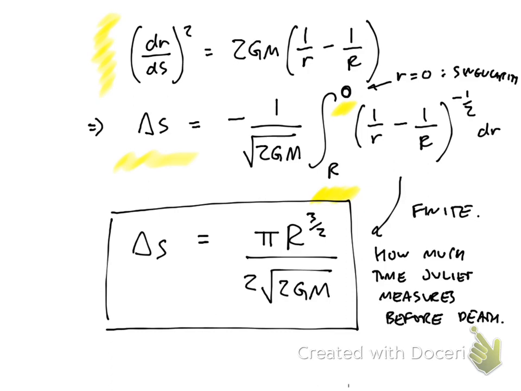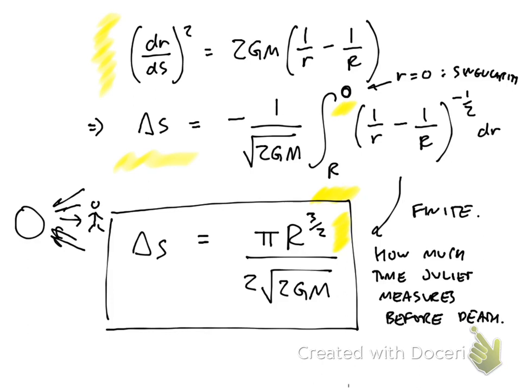And this expression makes a lot of sense, right? If you make big R bigger, what that means is that Juliet was starting from further outside the black hole, so it makes sense that she lives for longer. If you make M bigger, the black hole is going to pull on her more strongly, so it makes sense that her time decreases.